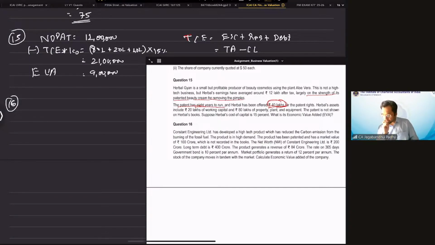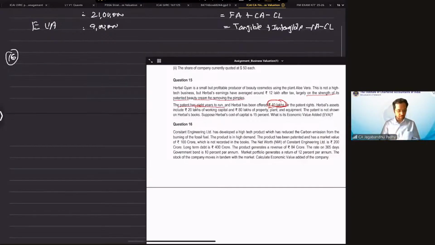The net worth of Constant Engineering Limited is 200 crores. Long-term debt is 400 crores. The product generates a revenue of 84 crores. Try to get the EVA over here. So first you have to get the EBIT into 1 minus T.